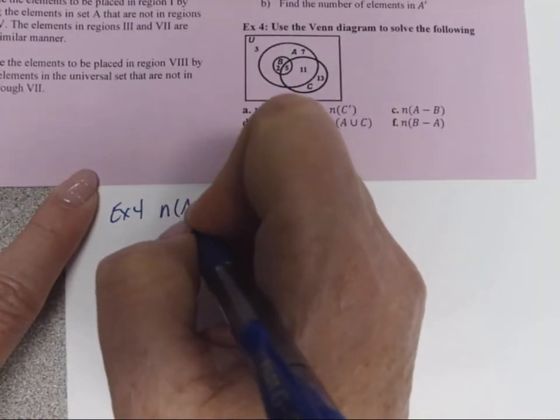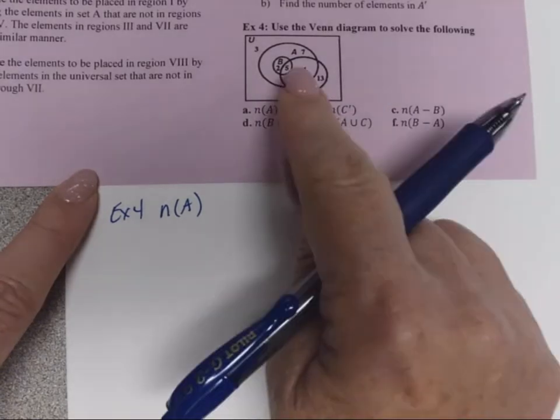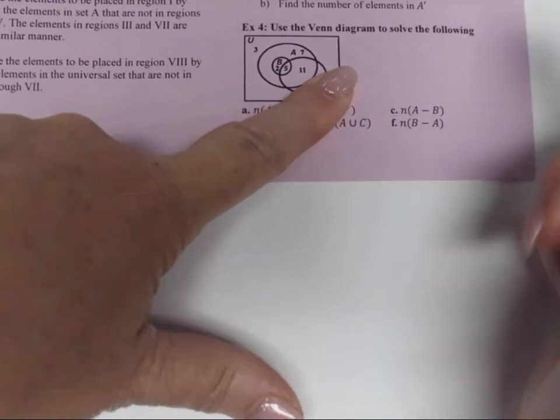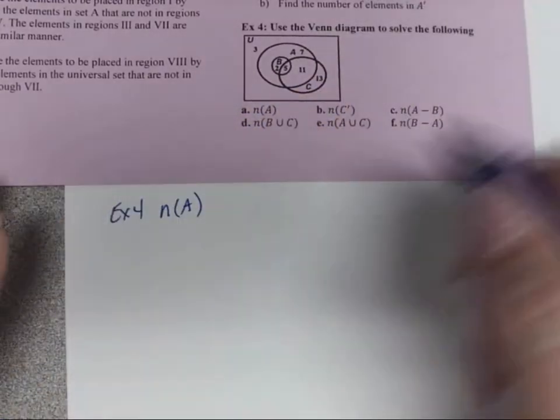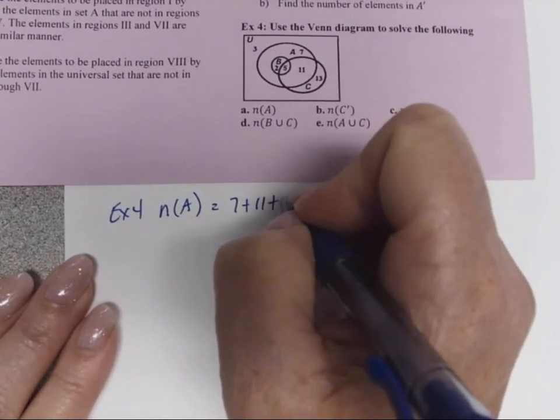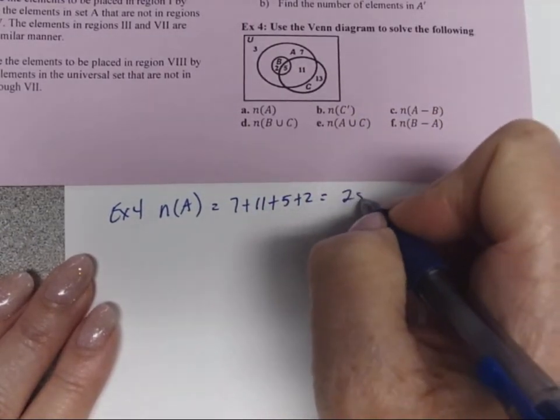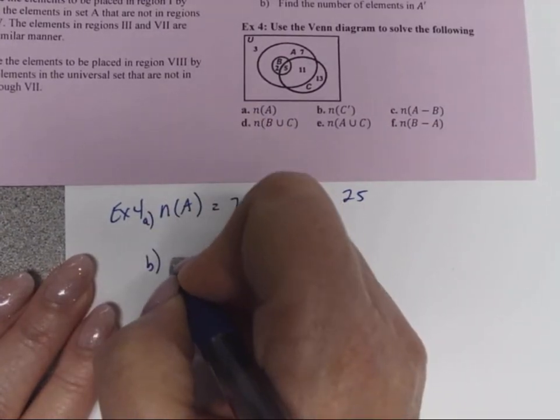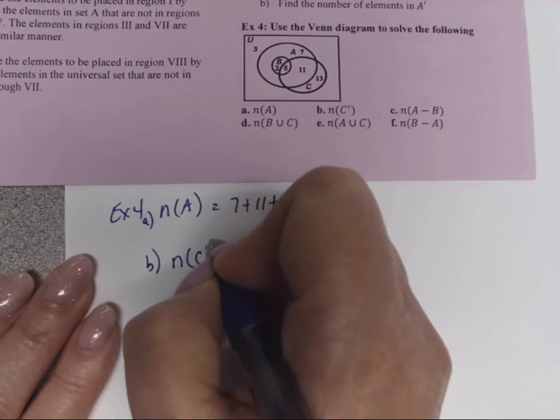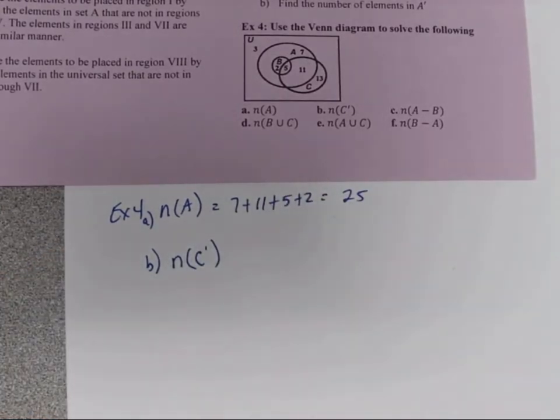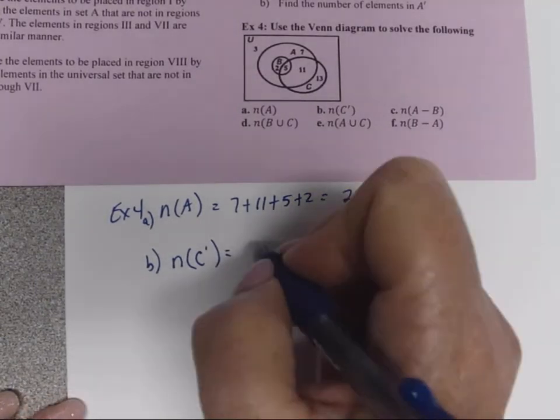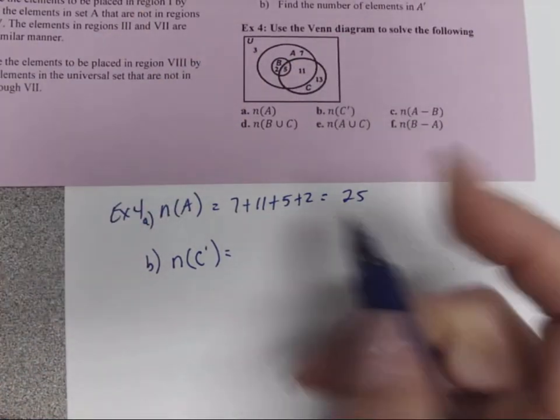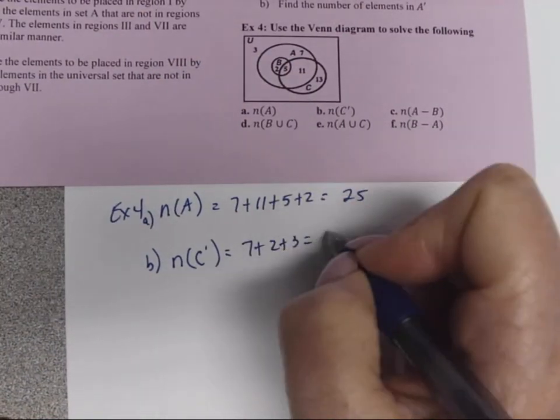So if we're looking for the number in A, that's the number in A itself, this is all of set A, so we just have to take out that little part right there. So we're going to have to add 7, 11, 5, and 2. So 7 plus 11 plus 5 plus 2, and that'll get us 25. If this is part A, for part B, we want to find the number of C complement. So the number of C complement, well, that's going to be everything outside of C. So that'll be 7 plus 2 plus 3, which will get us 12.